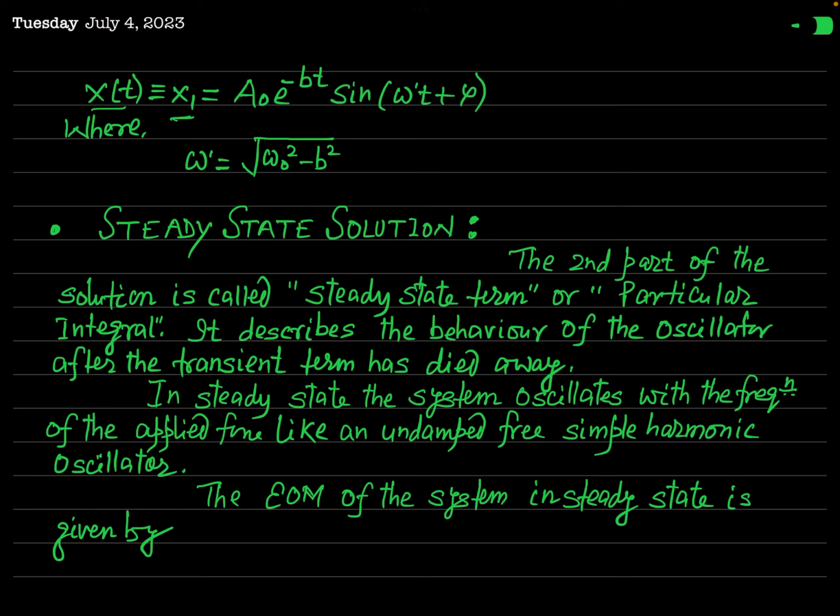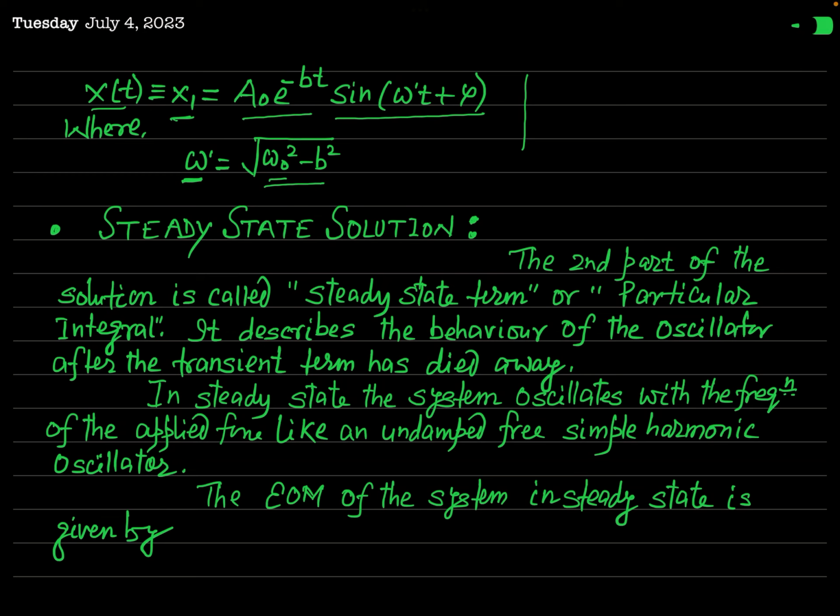And it was found that this is a naught times e to the power minus bt times sine of omega prime t plus phi. Here this omega prime is equal to the square root of omega naught square minus b square. Okay, this is the frequency with which this damped harmonic oscillation takes place, and you can see it is slightly less than the natural frequency omega naught. So up to this point, everything we have discussed in the first lecture on this damped harmonic oscillation.